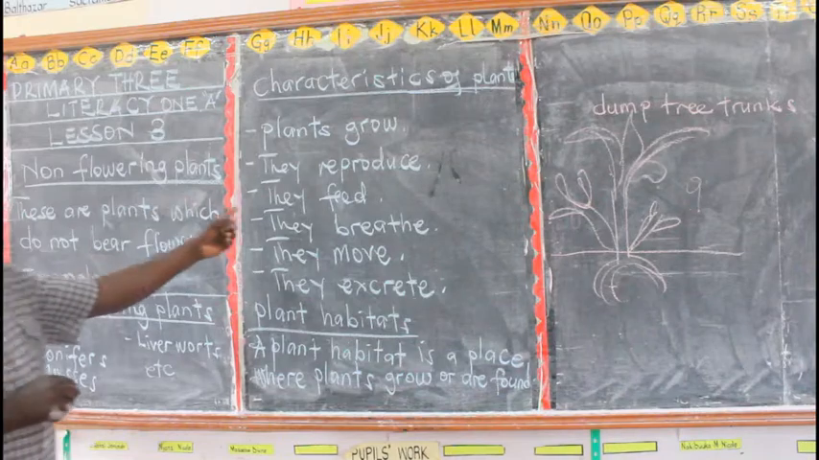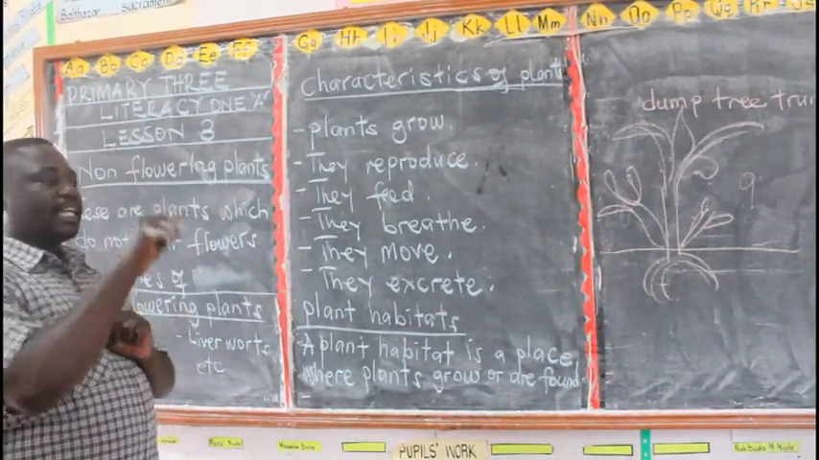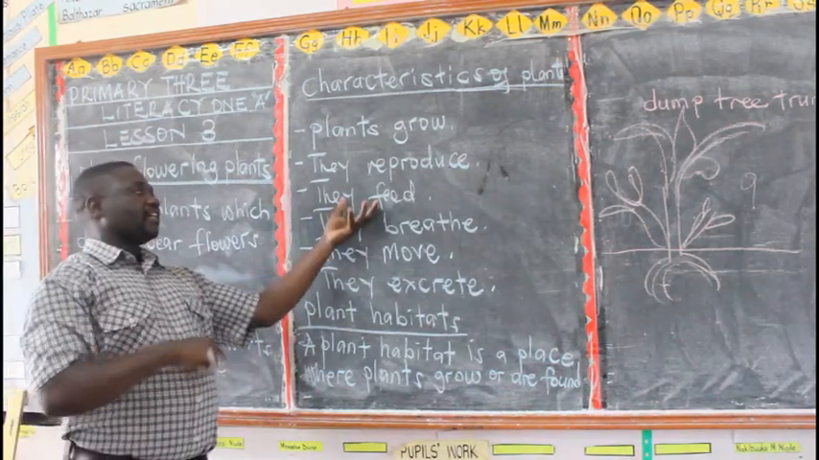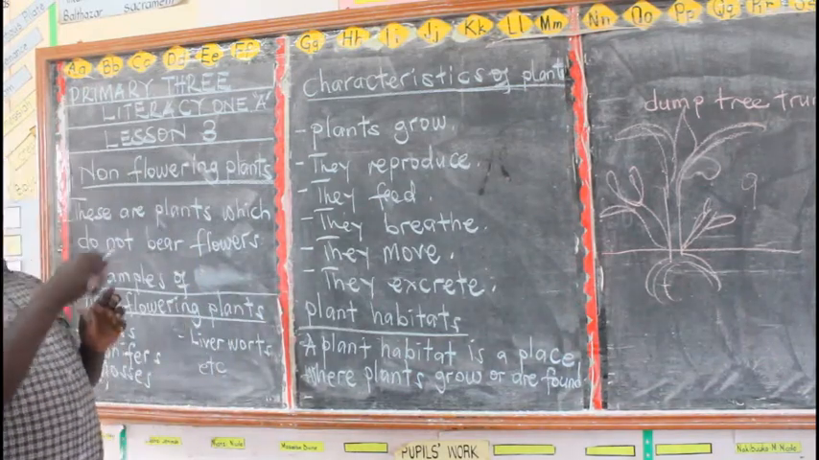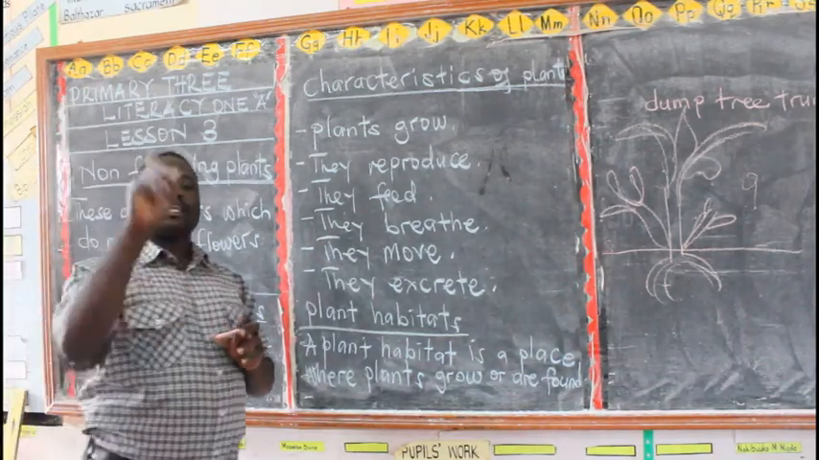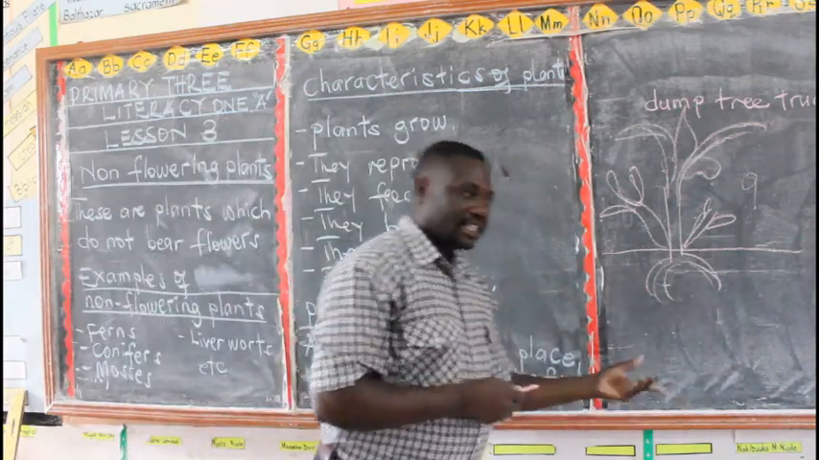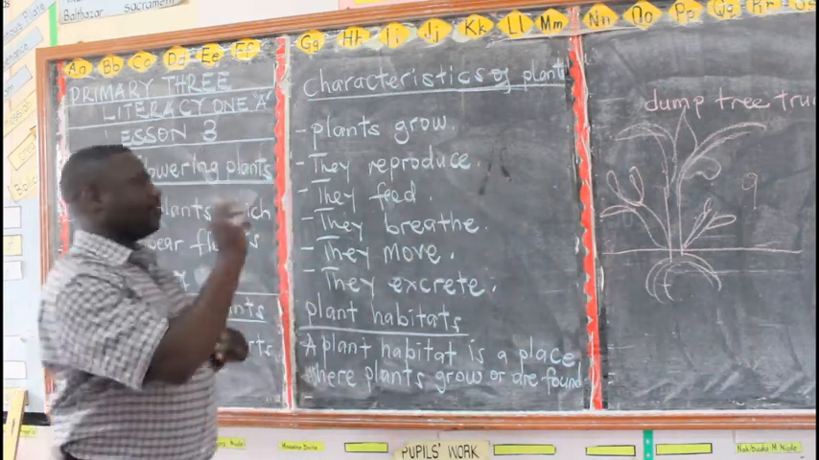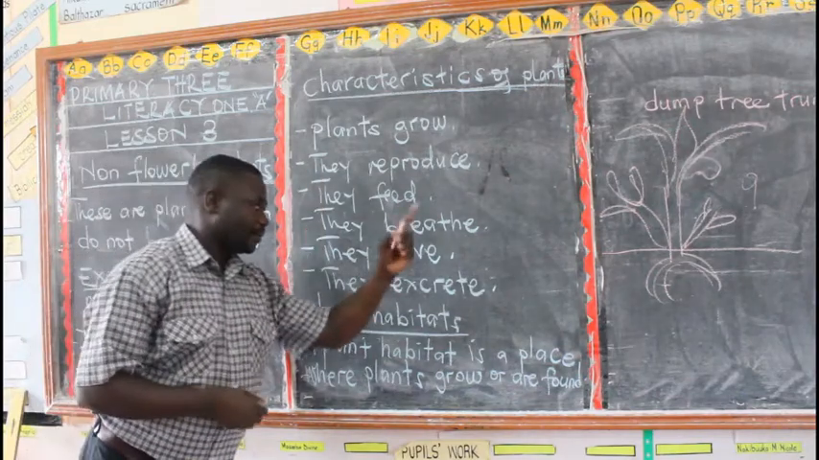Also, we shall move on and look at how plants feed. Just like any other living thing, they also need to feed. Therefore, that is the reason why most plants make their own food, and that food we call starch, that we also eat. So plants make their own food, therefore they feed on their manufactured food.